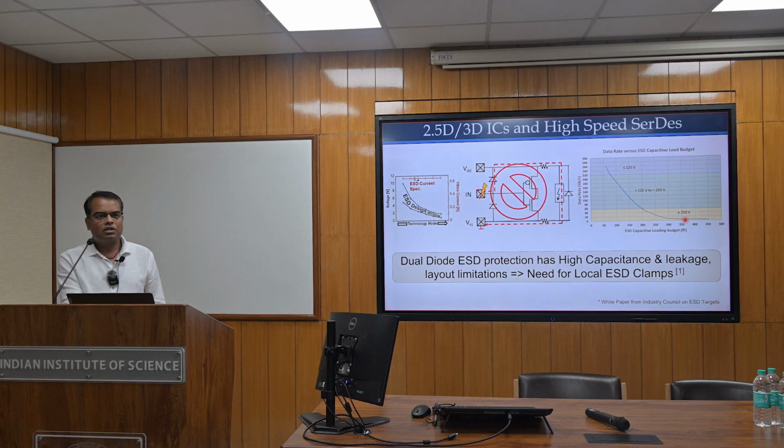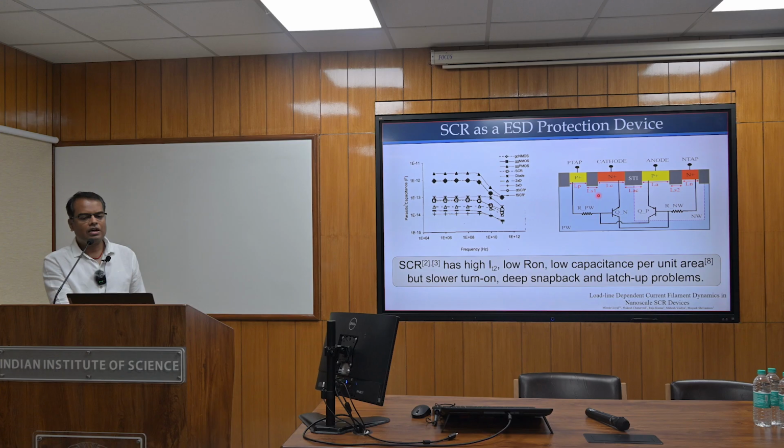Now, in order to support the higher data rates, the parasitic capacitive loading budget is decreasing. It is now of the order of just a few tens of femtofarads. So these are the three trends, and because of this, as I told you, SCR is a device of choice, because in comparison to other traditional ESD protection devices, which largely comprise gate-grounded MOSFETs and diodes, SCR gives out the lowest parasitic capacitance.